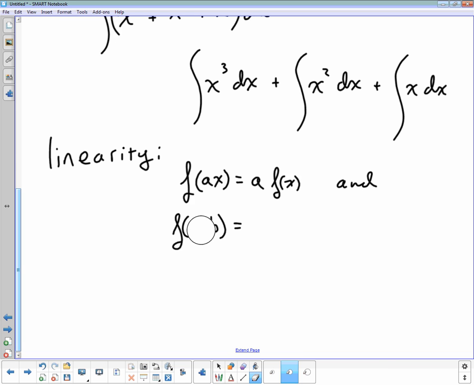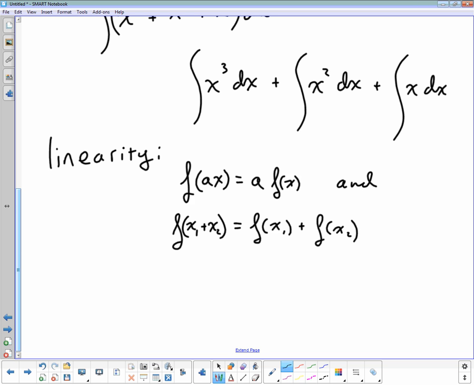Oh, I shouldn't use AD. Okay, that's what it means to be linear. A linear function or a linear operator. Both of those properties are true. A scalar can get pulled right out. And if I take two objects and I act upon them, it is the same as if I acted upon them independently of each other. Okay.